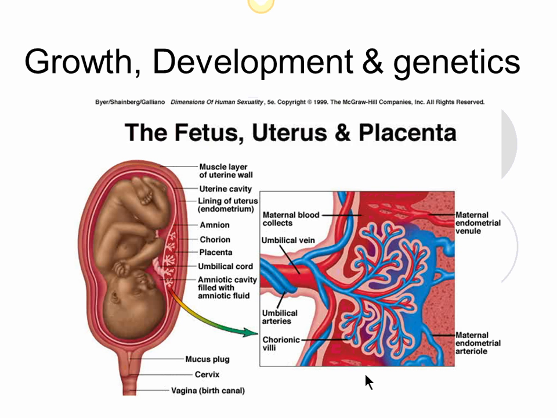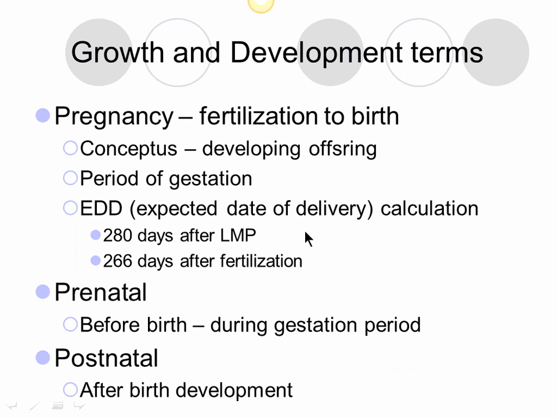Okay, we'll start growth, development, and genetics. So first we're going to do a little bit on growth and development and some terms that we use. So the first one is obviously development begins inside the uterus. So for that we need to get pregnant. So pregnancy is from the time of fertilization till the child is born.